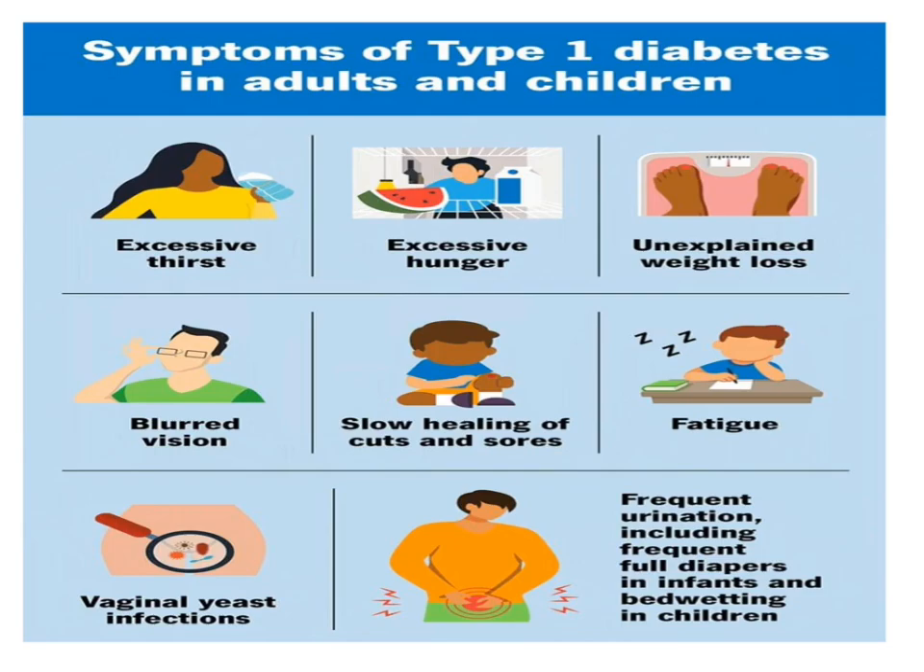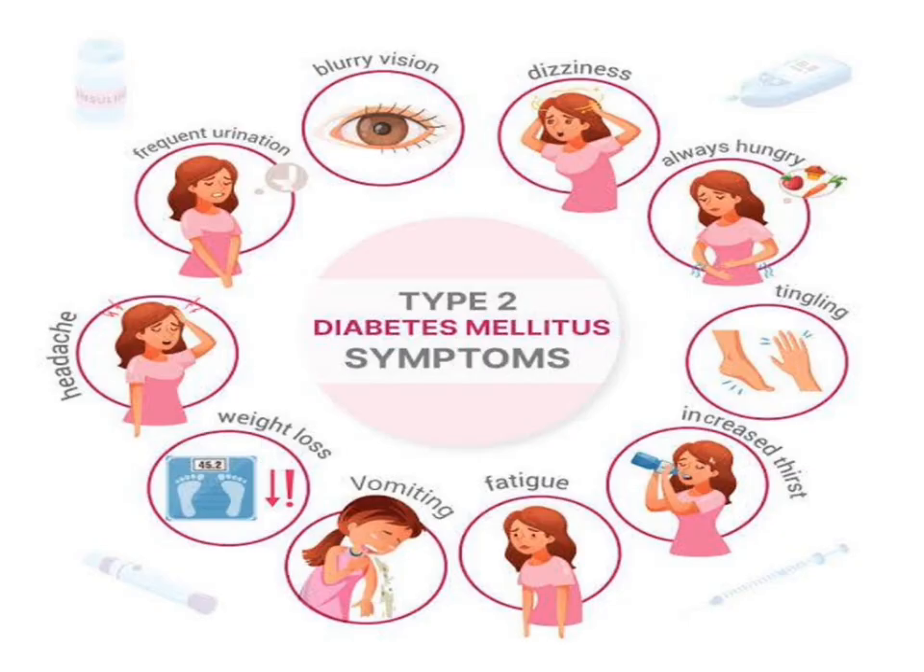Type 2 diabetes mellitus: first we have dizziness, always hungry, tingling sensation in the peripheral region, increased thirst, fatigue, vomiting. Sometimes we have weight loss, headache, frequent urination and blurred vision. Okay, so what is the management?